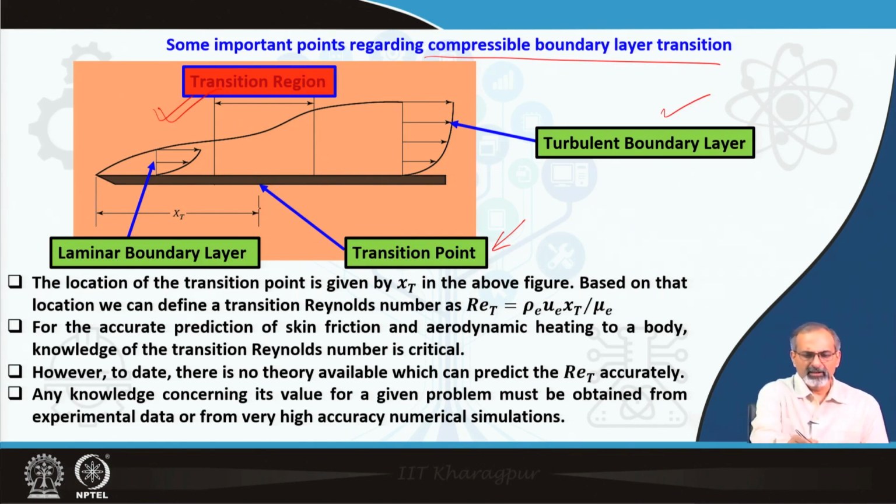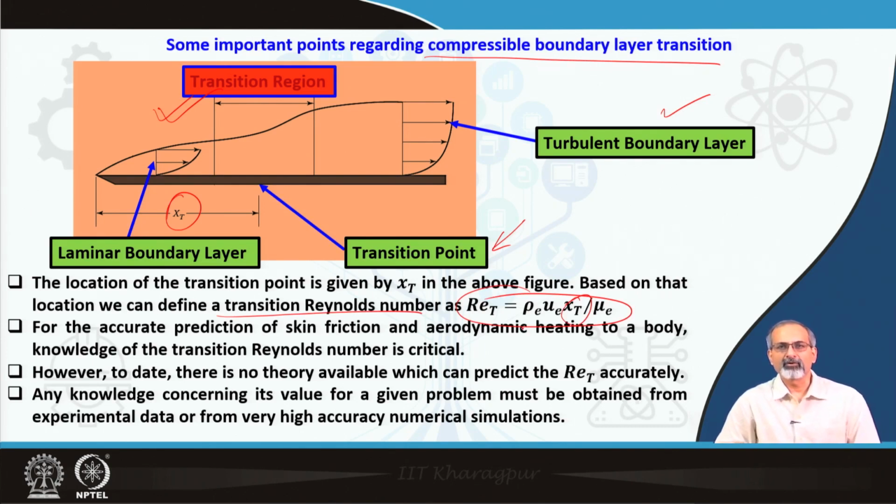If we call the transition point as at a location of x t, then the corresponding transition Reynolds number would have to be defined in this manner, where x t is the length scale you use, and for the fluid properties you use the free stream properties existing at the edge of the boundary layer. For accurate prediction of skin friction and aerodynamic heating to the body, knowledge of the transition Reynolds number is of course extremely critical.